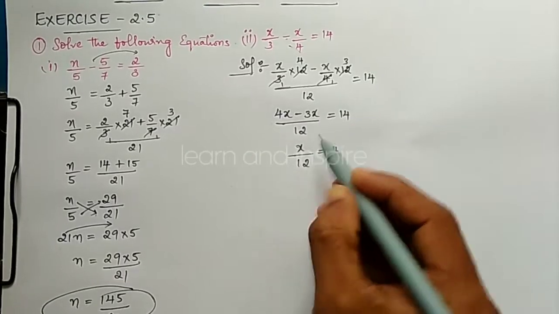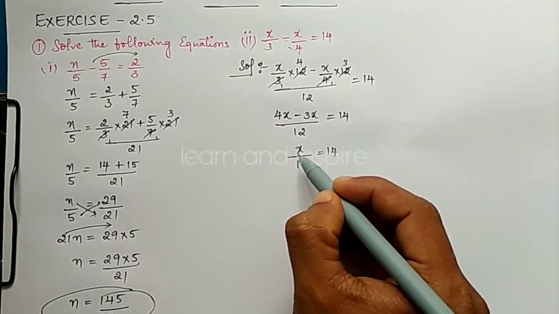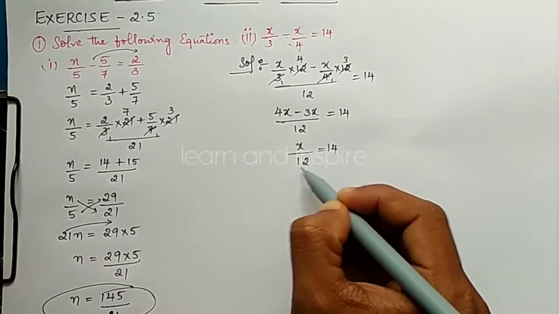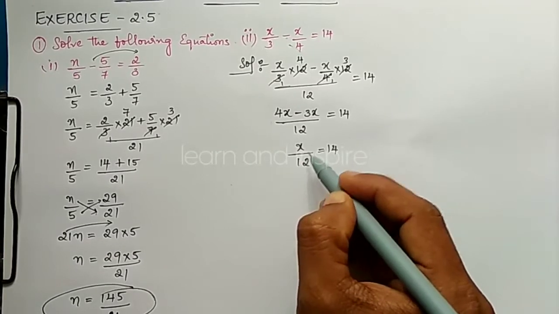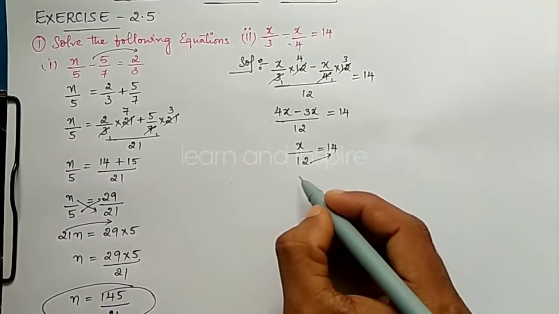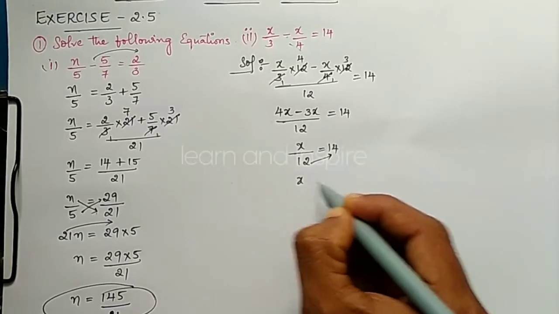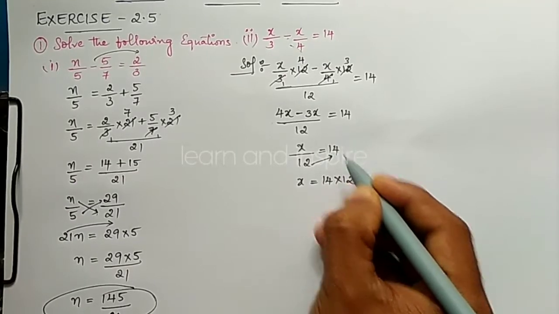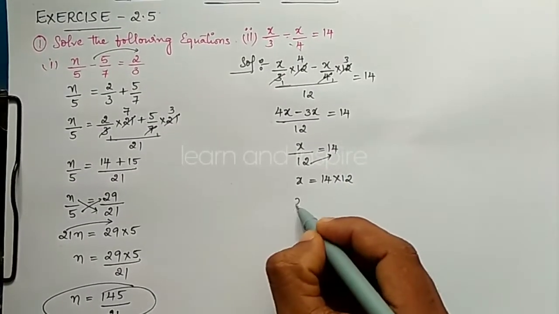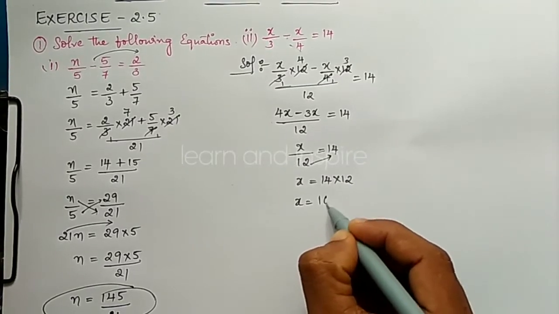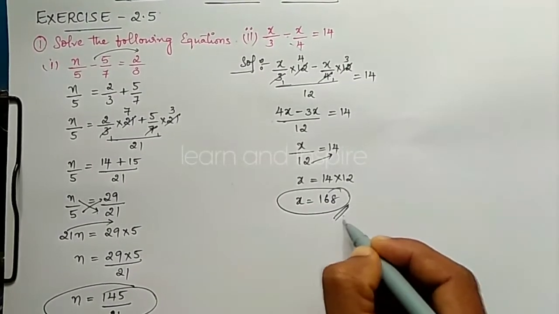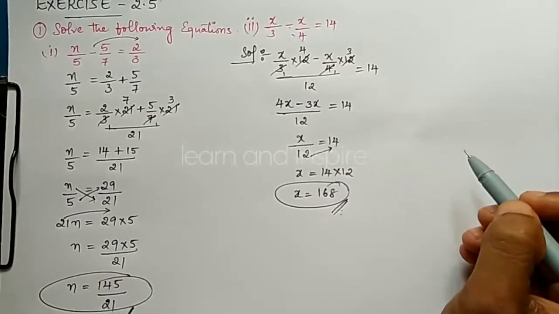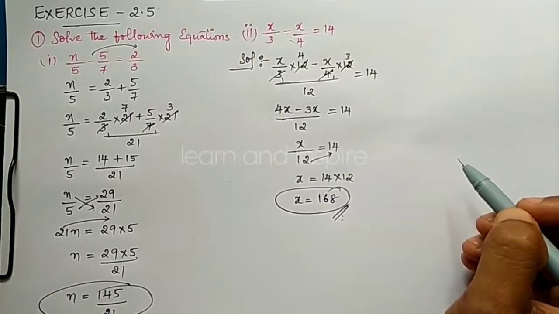Now we have to find the value of x. We have to transpose this constant term to the right side, but this 12 is on division. If I transpose the division to RHS, it becomes a multiplication. Then we can find the value of x. x is equal to 14 into 12. 14 12s are 168. So this is the value of x. This is question number 2. Let's go to another question, number 3.